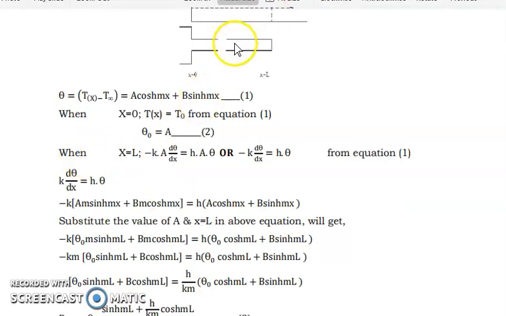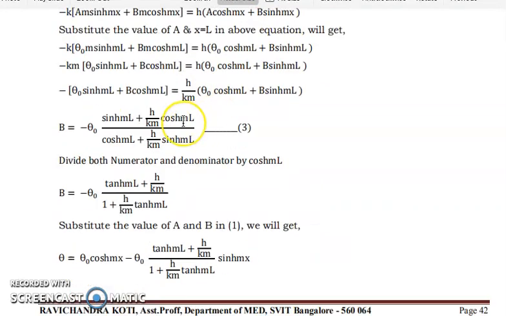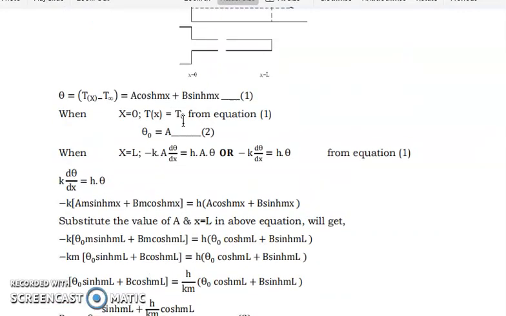Now the second boundary condition, when x equals L. At this position, x equal to L, conduction is equal to convection. So minus k A dT by dx is equal to h A theta, or you can say that minus k dT by dx is equal to h into theta, as the A and A get cancelled here.